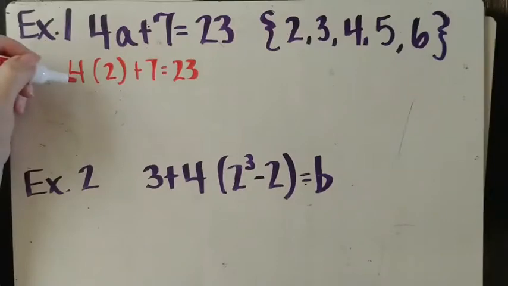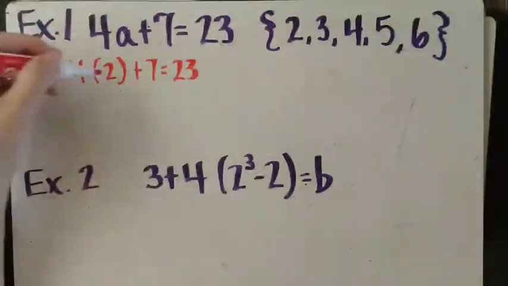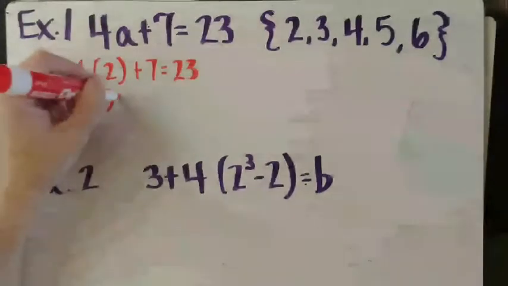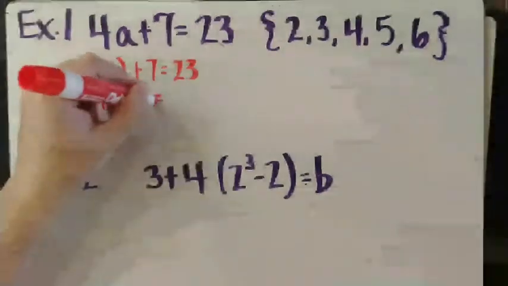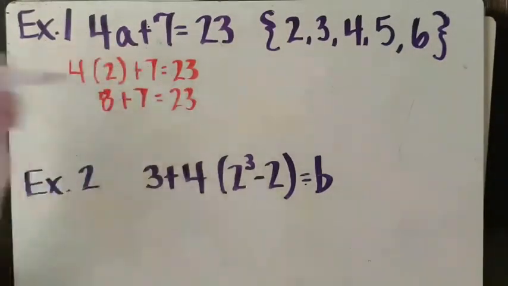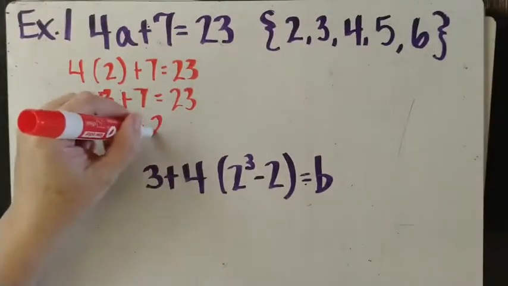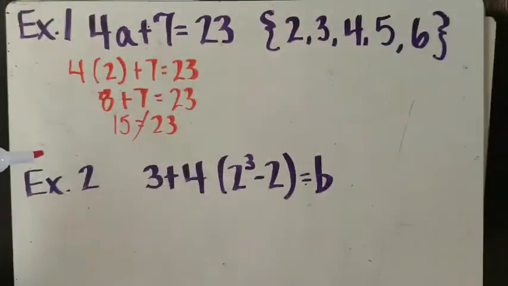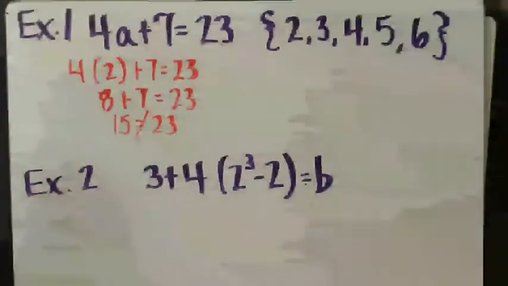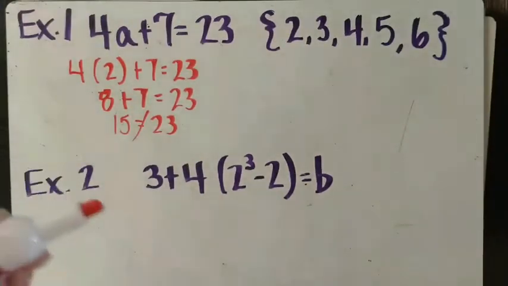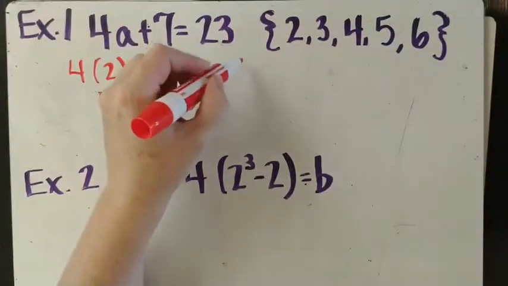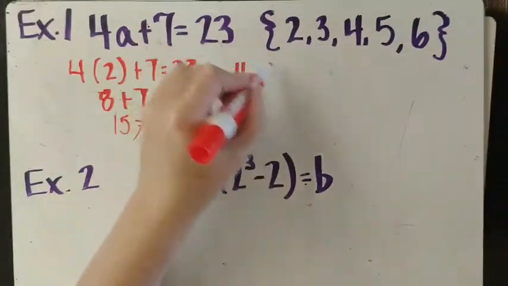Simplify, which we did with expressions on the left side. 4 times 2 is 8. So we have 8 plus 7 is 23. Is this true? It is not, because 15 does not equal 23. So let's try another element. Let's say we try 4 from our replacement set.